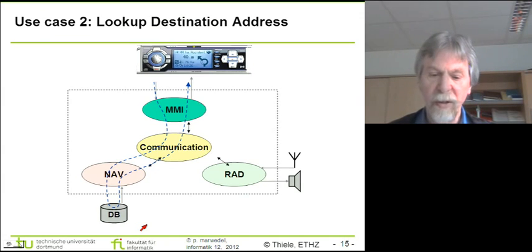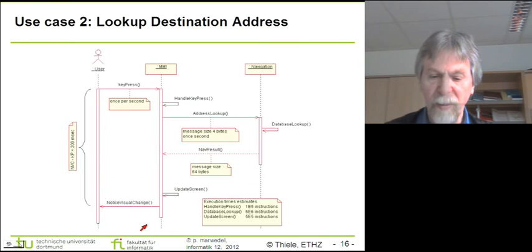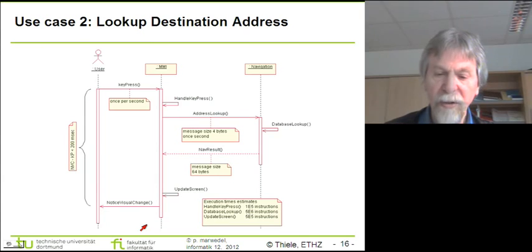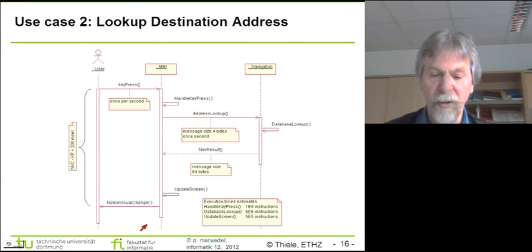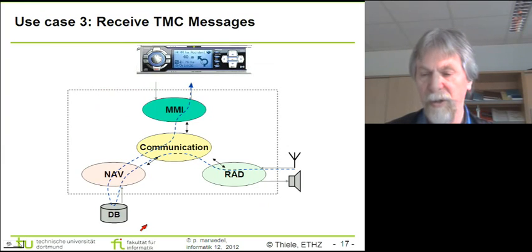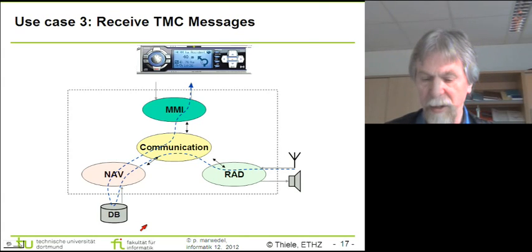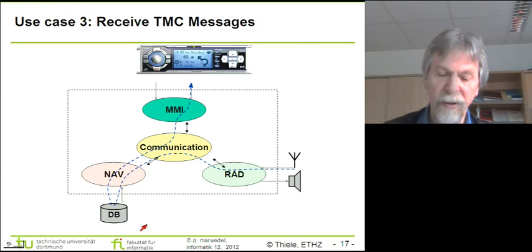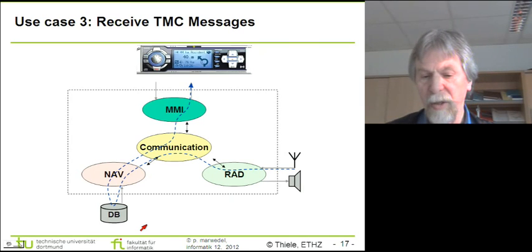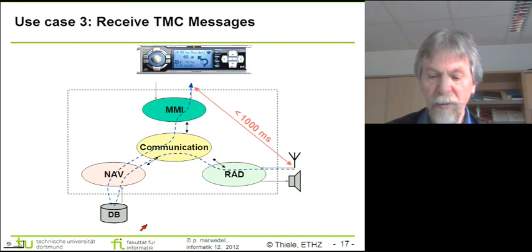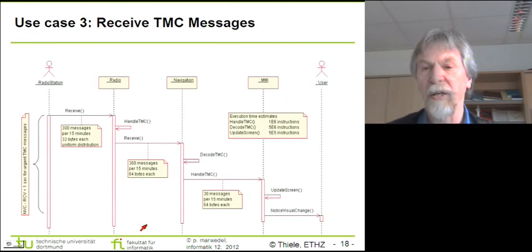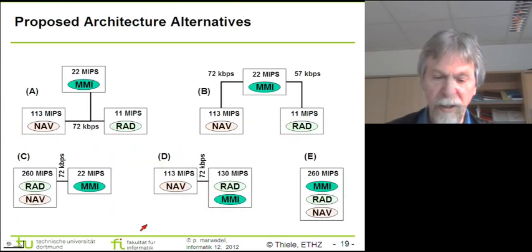In a similar way, we can demonstrate this second use case where we want to look up some destination address, and again we assume that there is a maximum delay which is specified. And we know that this use case can be modeled by using sequence charts, and we know that for this sequence chart we can also annotate the chart with the corresponding time and volume information. The same applies to the use case of incoming TMC messages. There again we can specify the delay, and again we can describe this use case by using a sequence chart.